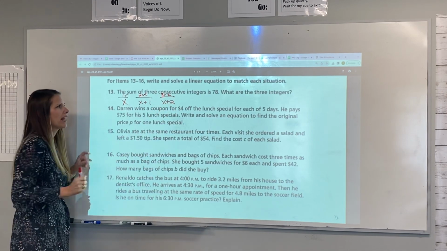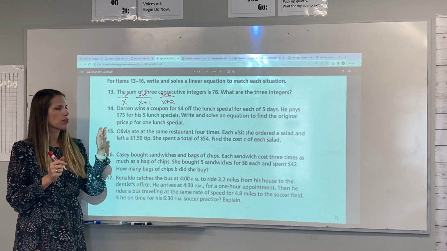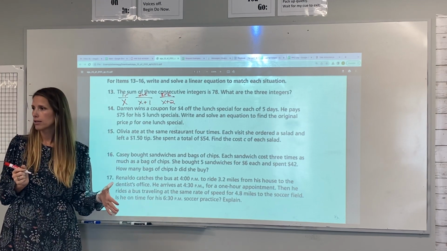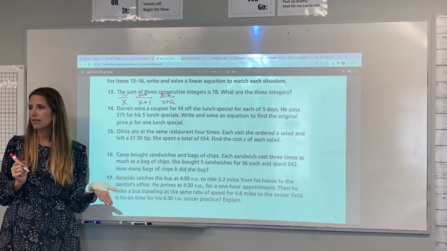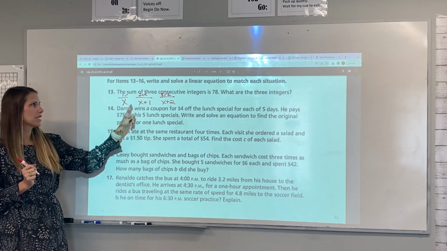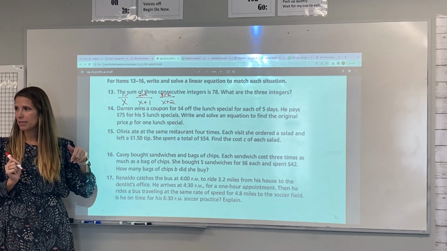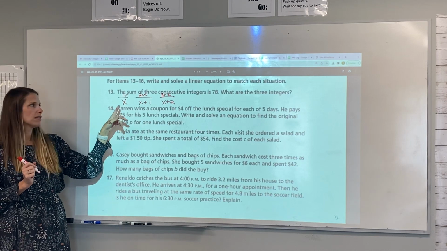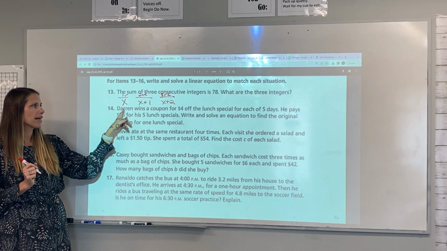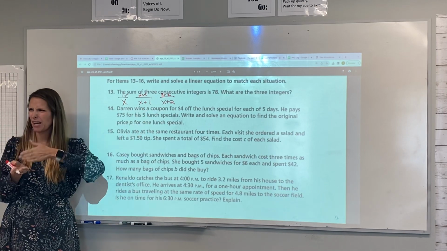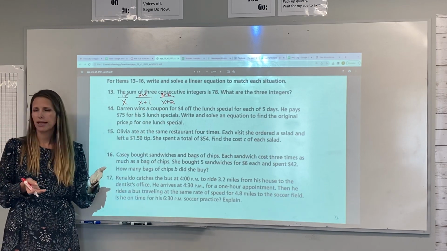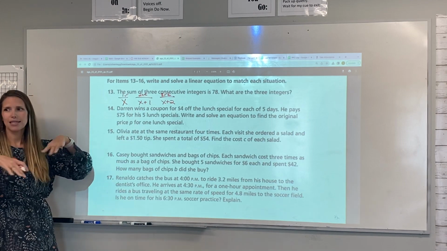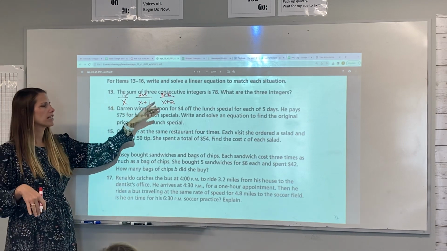Good. Now, if this problem had said 3 consecutive odd or 3 consecutive even integers, would these still be the same or would they be different? What would they be? Even 2, 4, 6. 2 and 4. Yes, it would be x, x plus 2, x plus 4, because we'd have to skip a number to get to the next one, right? But for now, we're going to go with this easier problem, the sum of 3 consecutive integers.